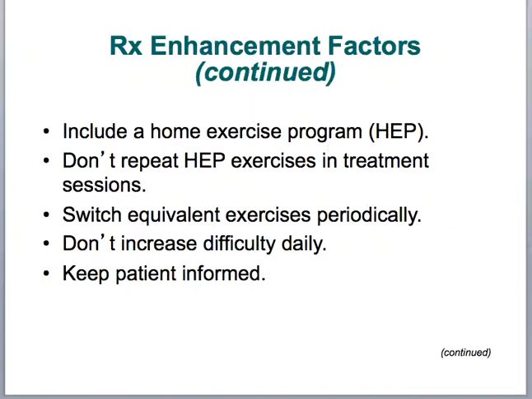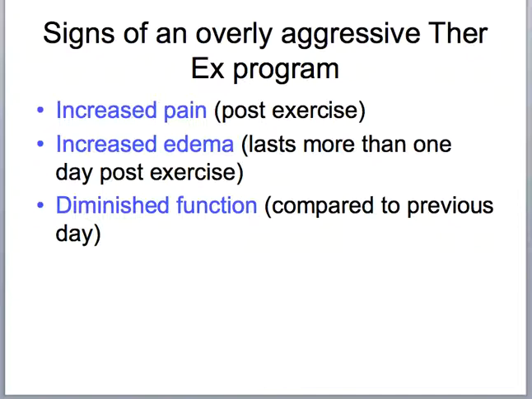What about an overly aggressive therapeutic exercise program? How do we know if we're becoming too aggressive, and maybe the tissue can't handle the stress that we're placing on it? So our first indication is when the athlete or patient comes back and they have increased pain. They might be a little sore after a treatment session, but if they come back the next day or 2 days later and they can't do the same things that you gave them to do because of pain, then you were too aggressive. Increased edema, so if it lasts more than 1 day post the exercise, it was too aggressive. And then diminished function, of course, they need to be able to do at least what you gave them to do the day before. So that concludes part B of the healing process.